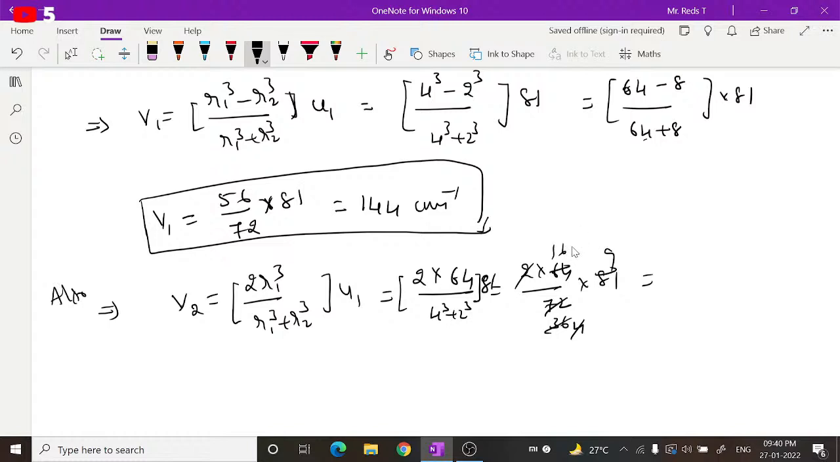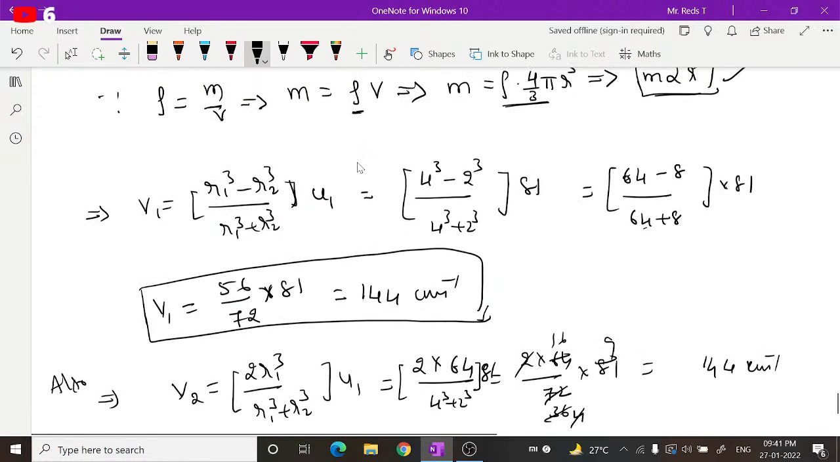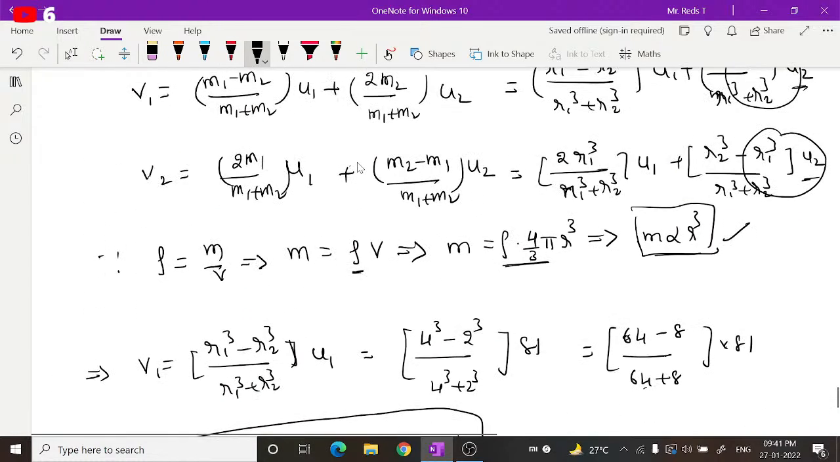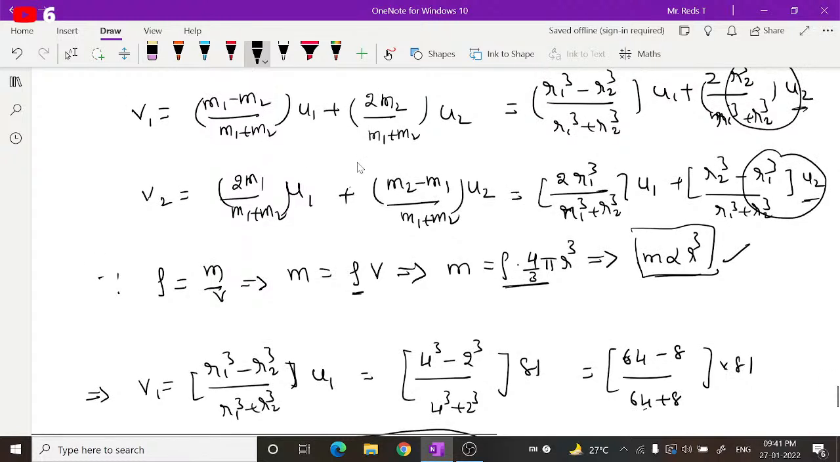63 or 64? What are you getting here? 9 sixes, how much? 54. 9 ones, 144. This will be 144. You get 144 centimeters per second, and then this will be 63, I think. You're getting it in reverse. Is this your V1 or V2? This is our V2, right?